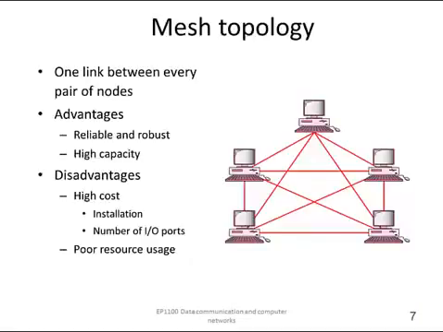The disadvantage is that it has a high cost, because you need many links. It's proportional to the square of the number of nodes, and that means a lot of installation cost, and you need I/O ports for each link on each computer. Also, if the communication is predominantly unicast, the links will be used very little, because at any one time only one of the links is used out from a computer.